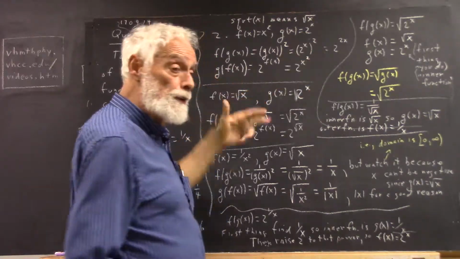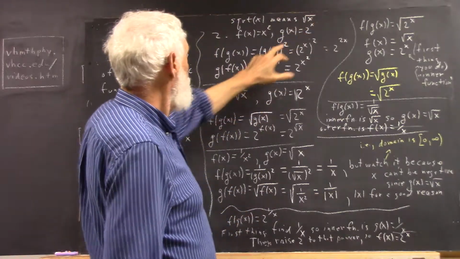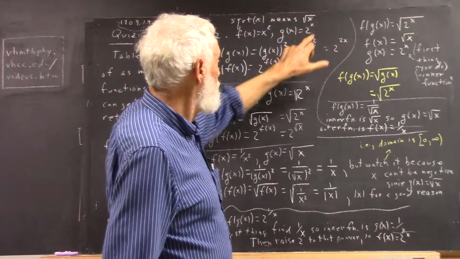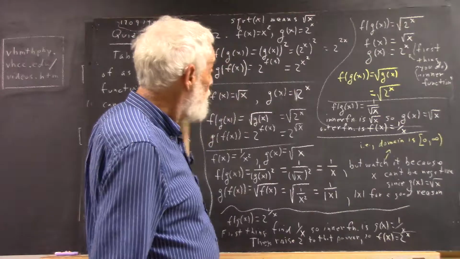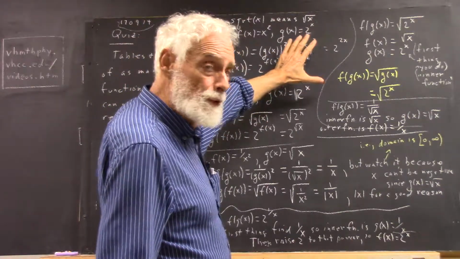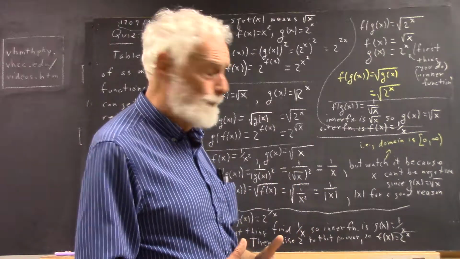And g of f of x, it's the same thing. g of x is 2 to the x. If we replace x by f of x, then 2 to the x becomes 2 to the f of x. Okay, now that's equal to something, but we don't do that right now. We focus on the substitution step.